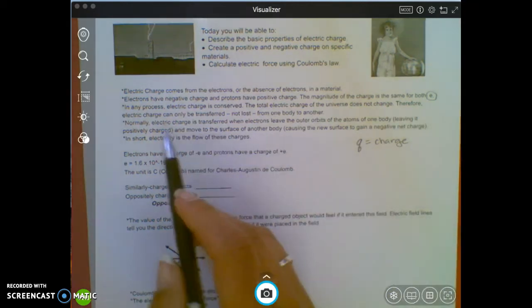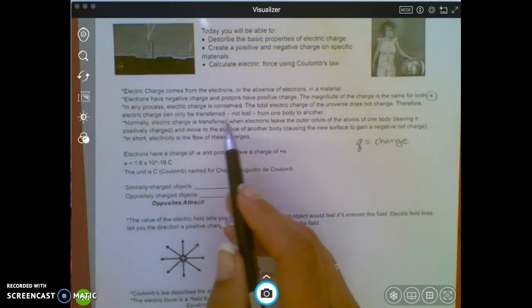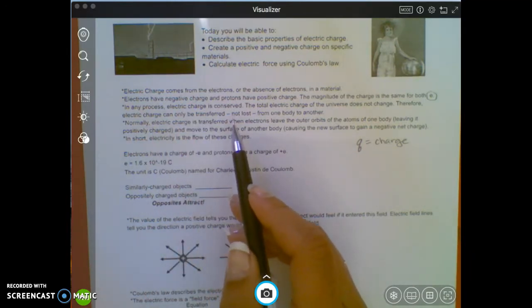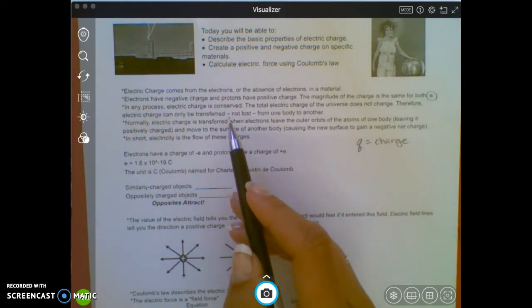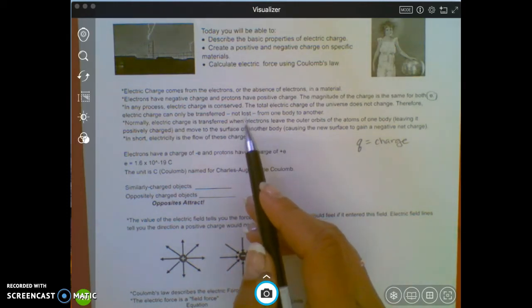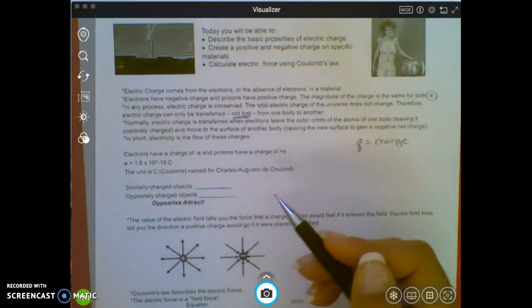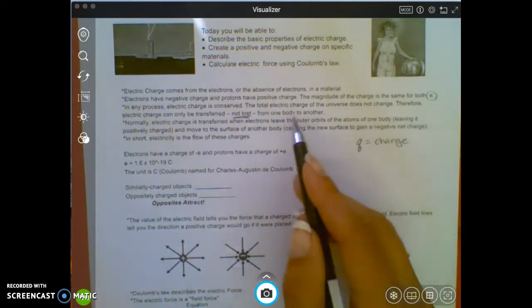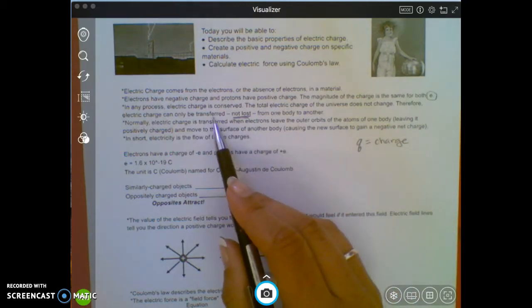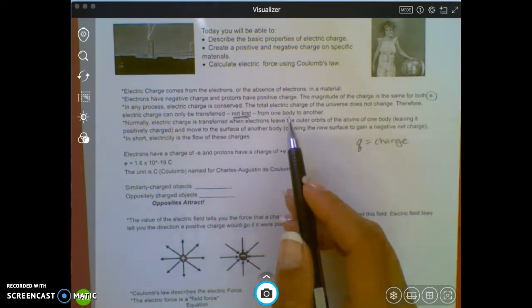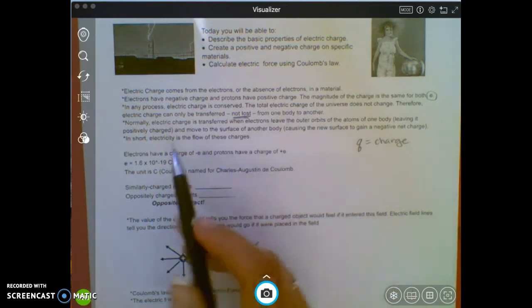In any process, electric charge is conserved. It's sort of like energy and momentum that we talked about earlier in the year. We cannot lose any electric charge. The amount of electric charge in the universe does not change. It basically just gets transferred from one material to the next, so it will never change.